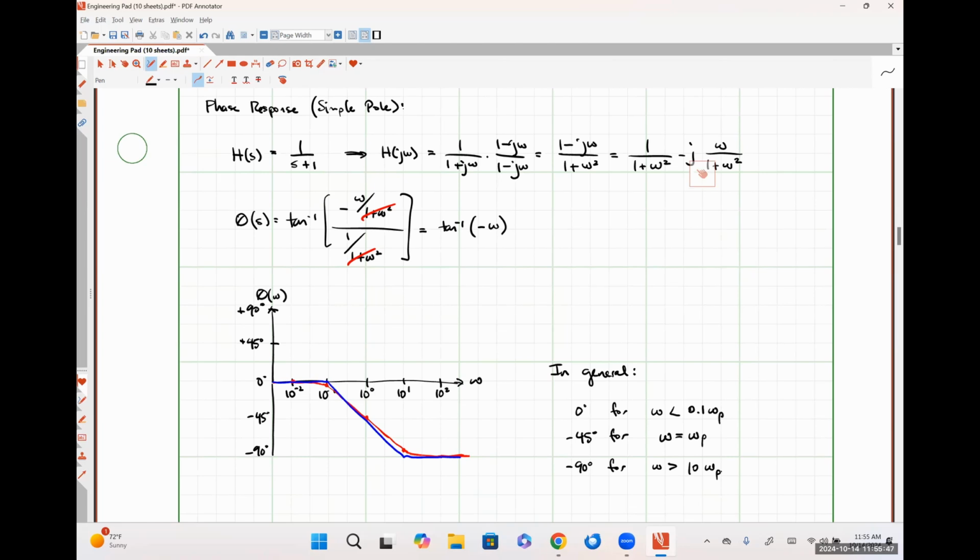All right, so let's look at the phase response for a zero now. What do you guys think is going to happen? It's literally this exact same graph, except flipped about the horizontal axis.